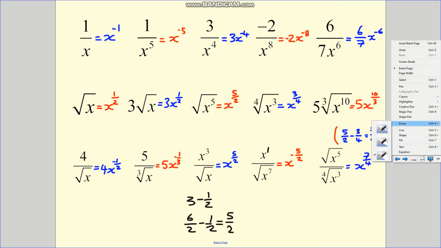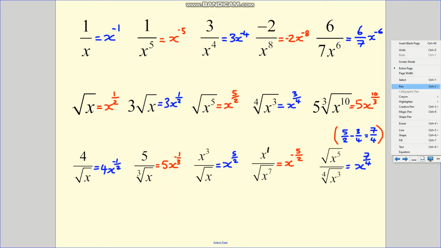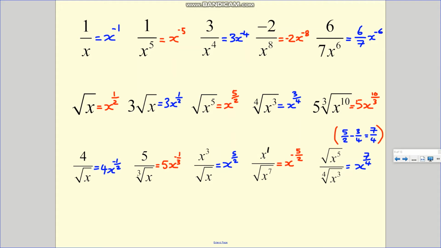I'm going to erase just this bottom part here. And then I'm going to issue you with your next challenge. We've now put all these functions in differentiable form, if that's even a word. I'd like you to differentiate each of these functions, please. I'll come back and provide the answers in just a couple of minutes. Make sure that you pause the video here so you don't get spoiled for any of the answers.